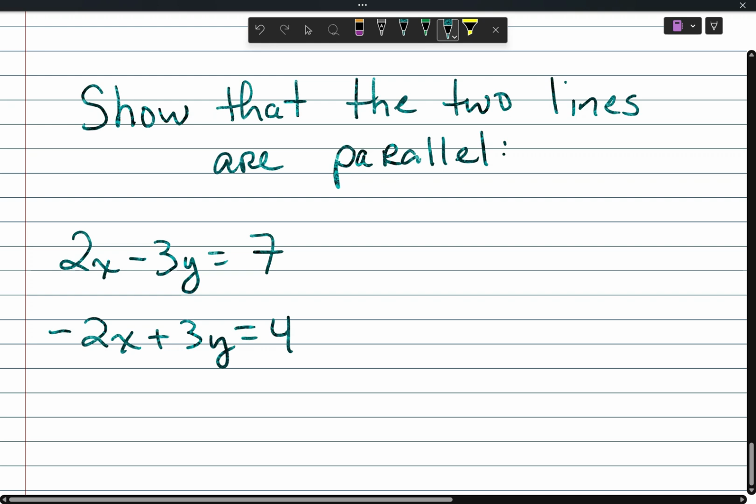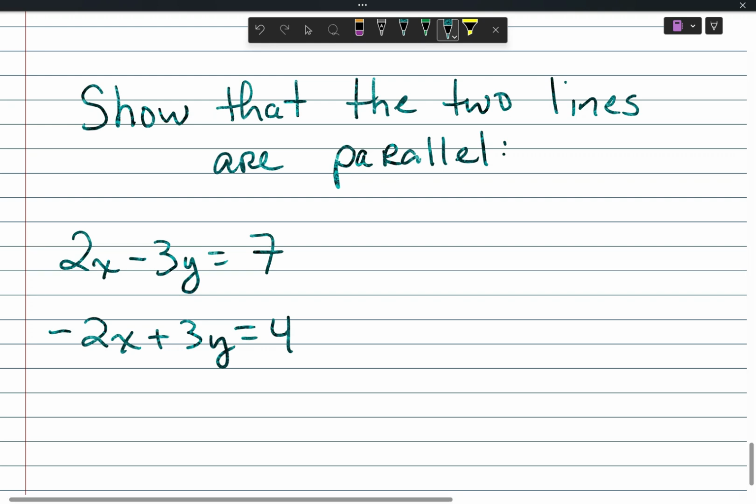Lastly, we're going to look at two equations of a line and see if they're parallel. We're going to show that the two lines are parallel. So first we're looking at 2x minus 3y equals 7, and we're looking at negative 2x plus 3y equals 4. We want to see if they are parallel.